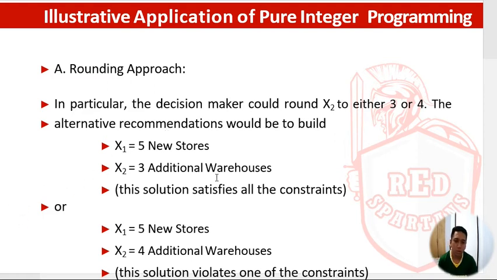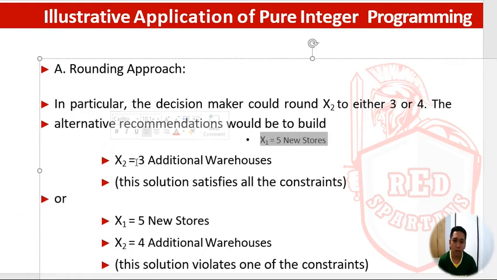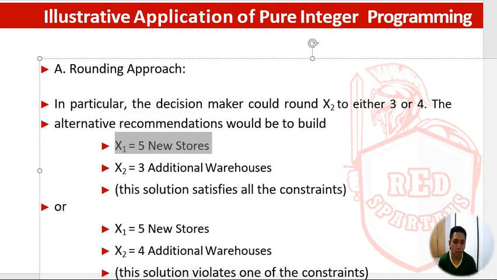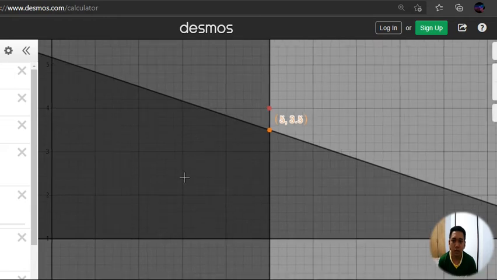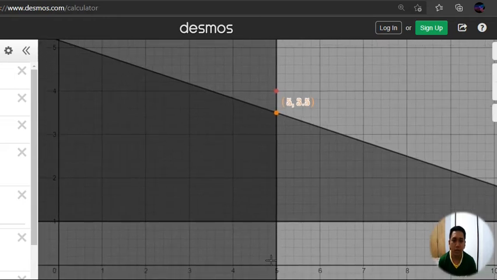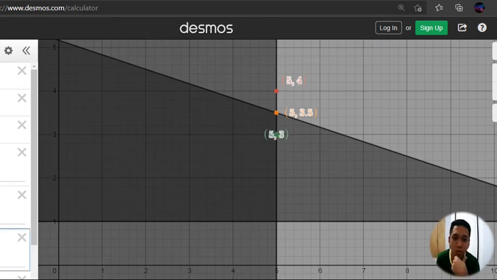How do we analyze it? If x1 is 5 and x2 is 4, you will be looking at the graph. If x1 is 5 and x2 is 4, here is that point in the graph, right? 5, 4. This is that point. If you will now be analyzing 5 and 3, it is here, right? Which of them will we choose?